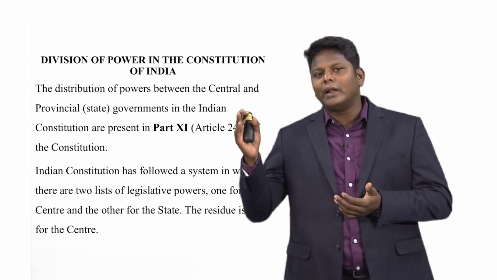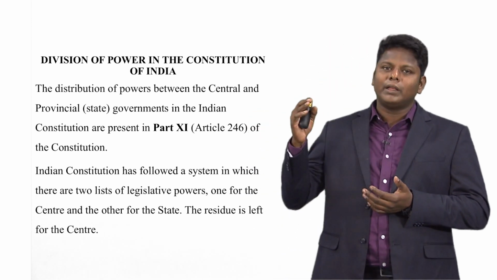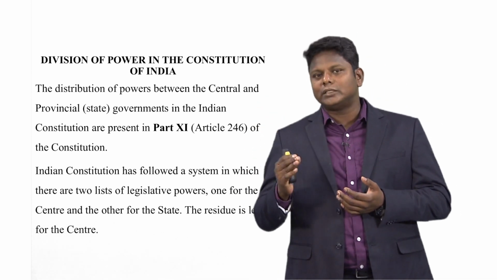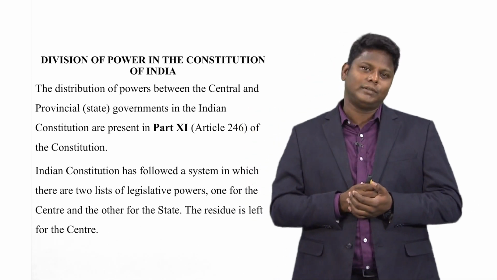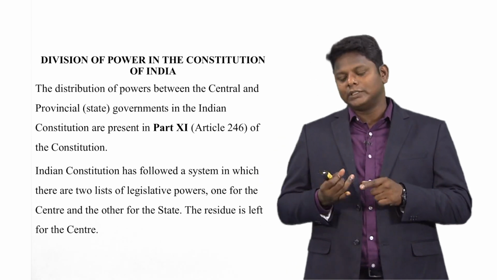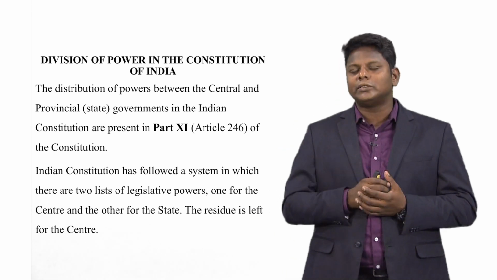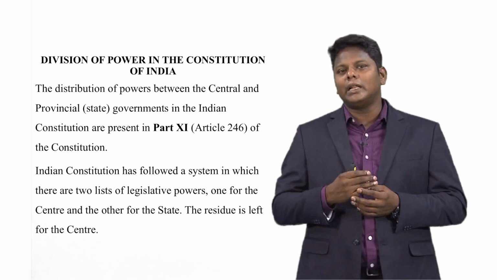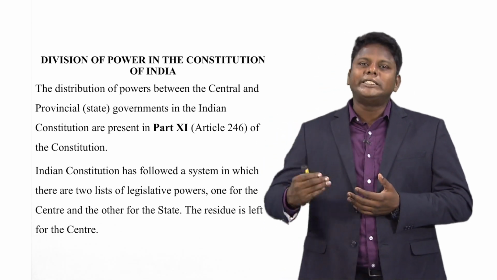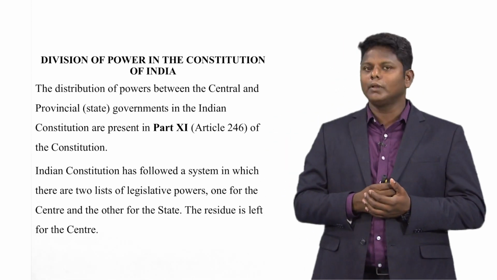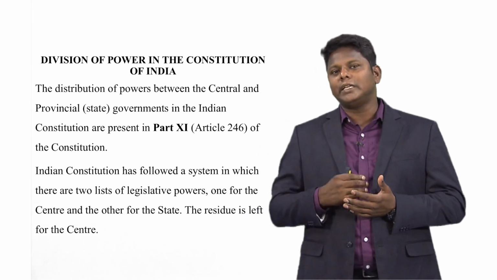Part 11 of the Indian Constitution explains the legislative and executive power of the center and state. Part 12 explains exclusively financial power. In the division of power, basically there are 3 things: first is legislative power, second is executive power, third is financial power. Part 11 explains the legislative power of the central as well as state governments, parliament and state legislative assemblies. It also explains the executive powers of the center as well as the state. Part 12 explains the financial freedom of the center as well as the state.